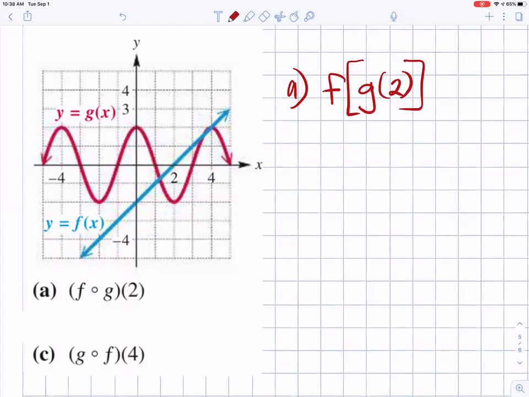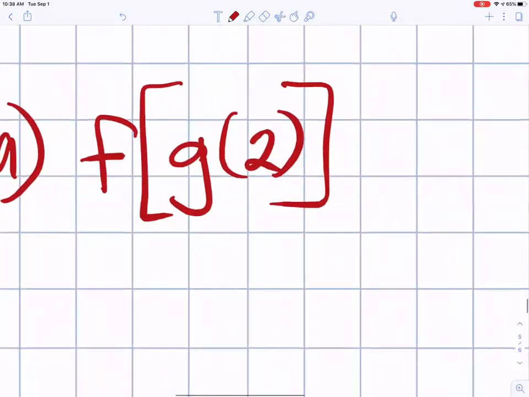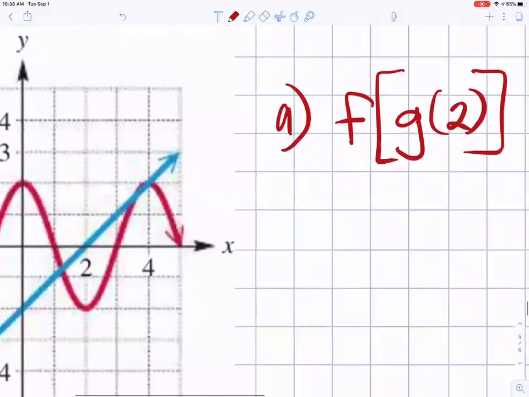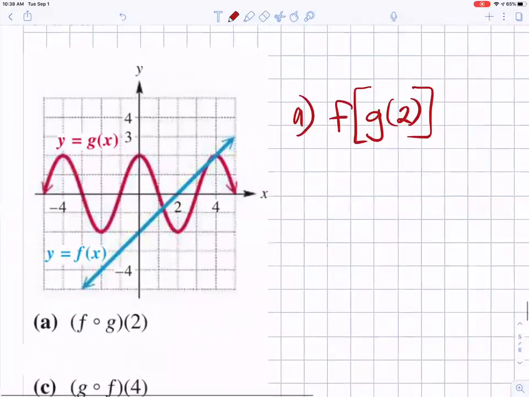Which graph is the G graph? Yeah, the red one, and the blue one is the F graph. So where do I begin, with the F graph or the G graph? The G graph. We're starting on the inside. So we want G of the X value of 2. The X value of 2 is right here. What's the Y value? And remember, we're looking at the G graph. The G graph, the red graph, is -2, right?